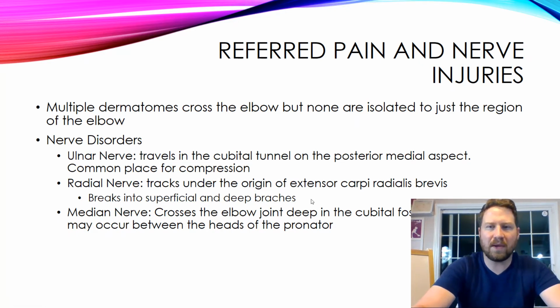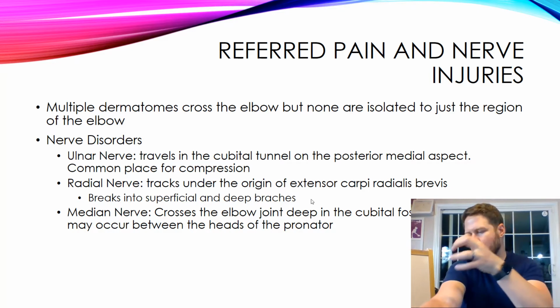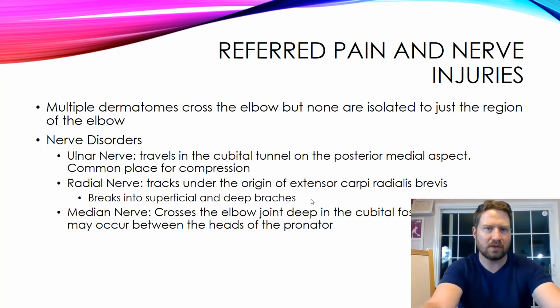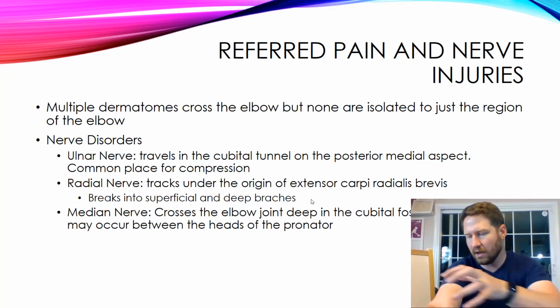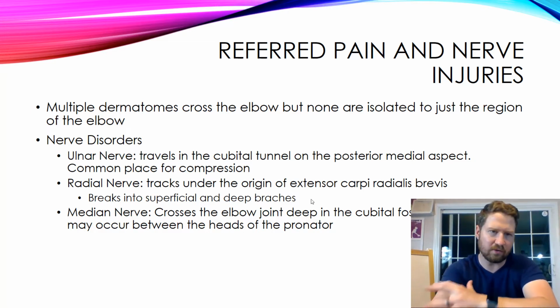All right, so referred pain and nerve injuries. Remember when we talked in 120, we ran across dermatomes. Okay, so multiple dermatomes cross the elbow, but none are isolated to just that region. Okay, so there's not even a peripheral joint or nerve map that is just located in that region. Okay? So if you have any numbness, you kind of have to isolate it down to what area it is.